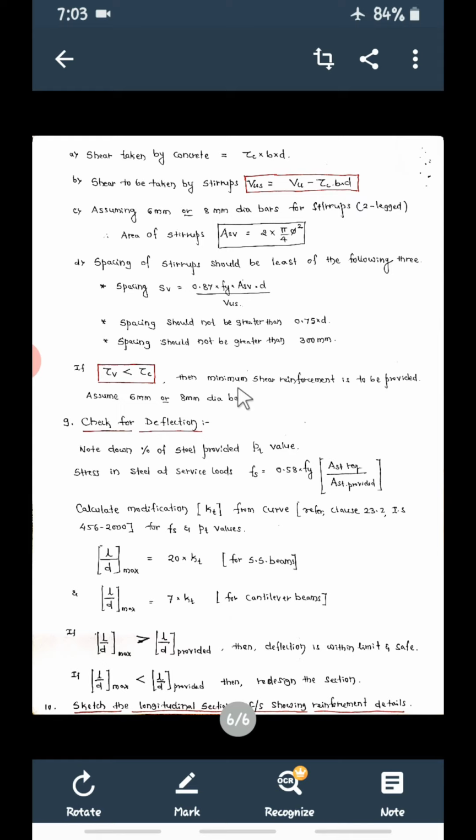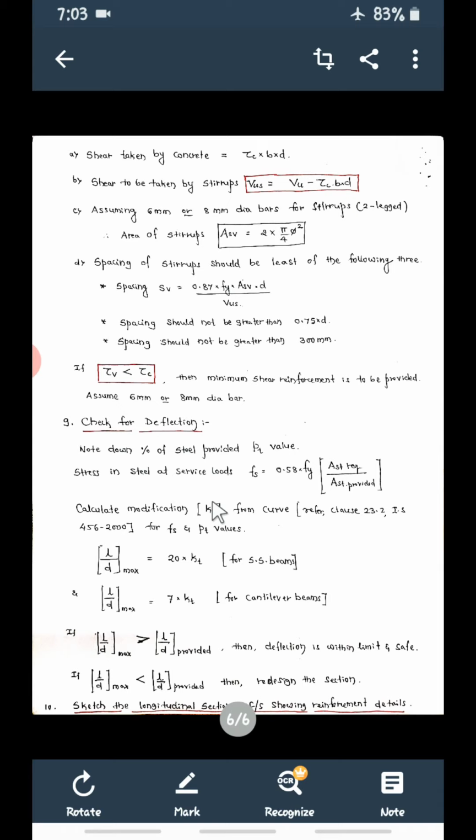Okay, minimum shear reinforcement is to be provided, and assume 6 to 8 mm diameter bar. Okay, and nominal spacing will be provided. But if tau v is greater than tau c, this procedure we have to follow. We will see in the problems how to consider these two conditions.